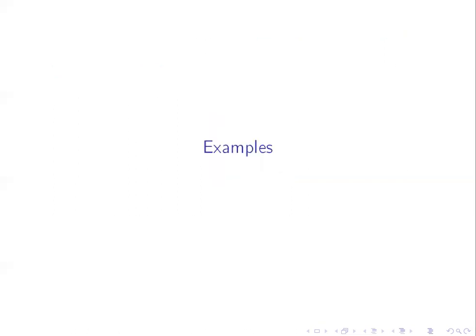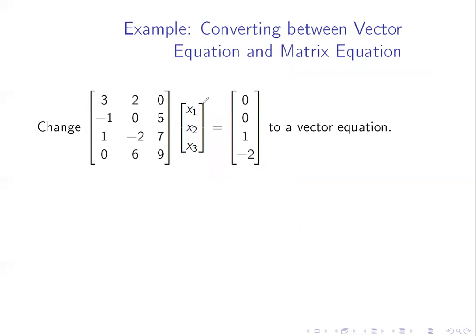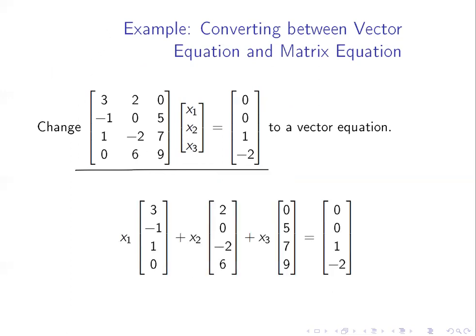All right, so let's do some examples to kind of round this up. We want to simply take this matrix equation and turn it into a vector equation. I want you to think about it for a second and try it. How would you write that as a vector equation? Well, the simplest is to write it as x1 times column 1, x2 times column 2, and x3 times column 3 is equal to my b vector. All right, that was easy.